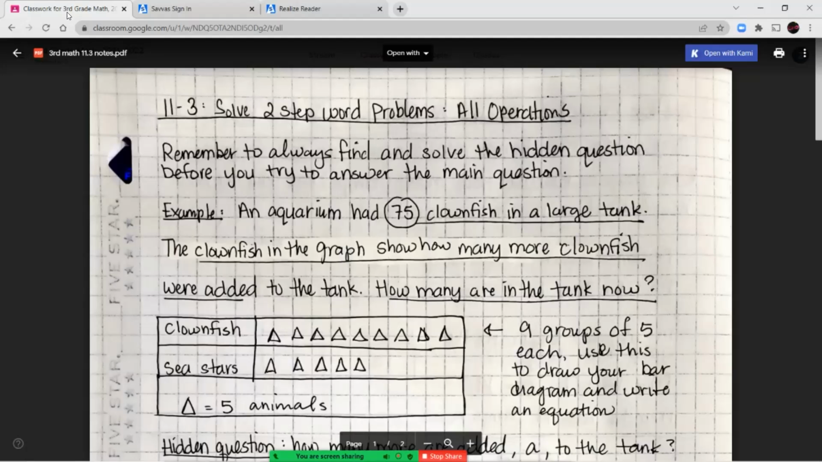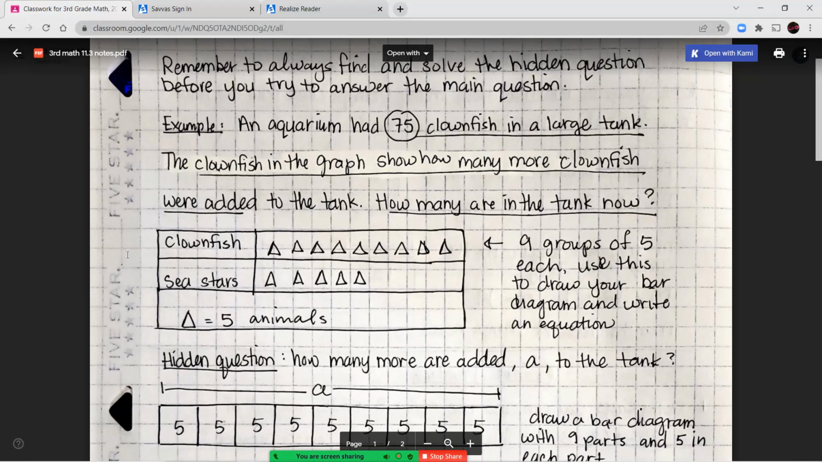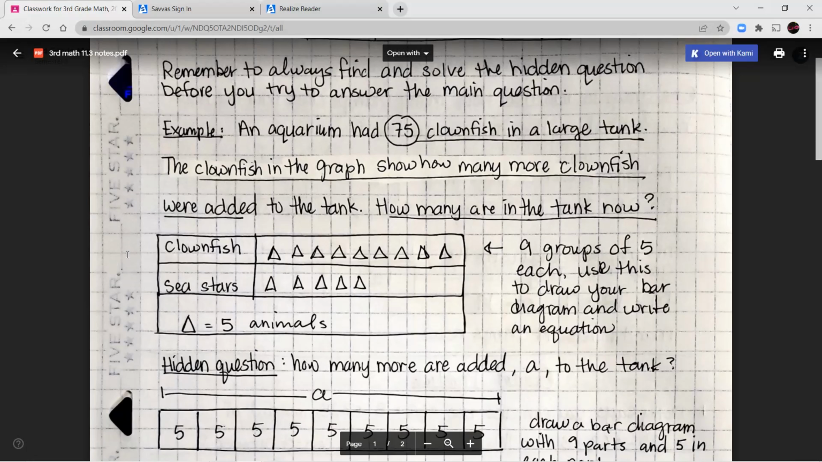All right, let's go ahead and take a look at our notes and our guided practice. Now here, 11-3, solve two-step word problems, all operations. Remember to always find and solve the hidden question before you try to answer the main question. Now, let's take a look at an example question together. An aquarium has 75 clownfish in a large tank. The clownfish in the graph show how many more clownfish were added to the tank. How many are in the tank now?